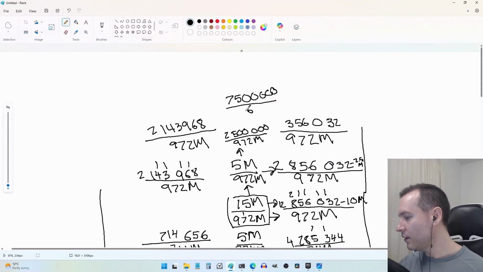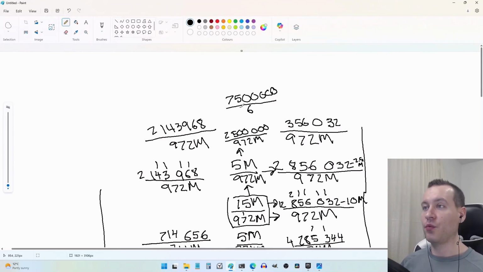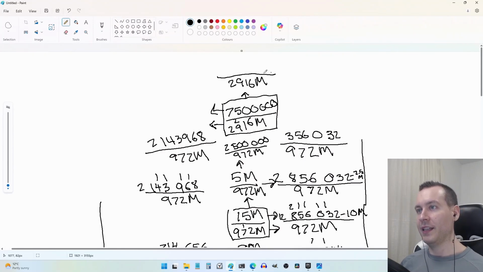This isn't math, it's factory calligraphy. 7 times 3 is 21. 9 times 3 is 27. Carry the 2 is 29 billion. 9, 18, 27. Carry the 2. Yes. Okay, so we're going to be splitting 2/3 to the left, and the remaining input will be 1/3 of 7.5 million. That's 2.5 million.